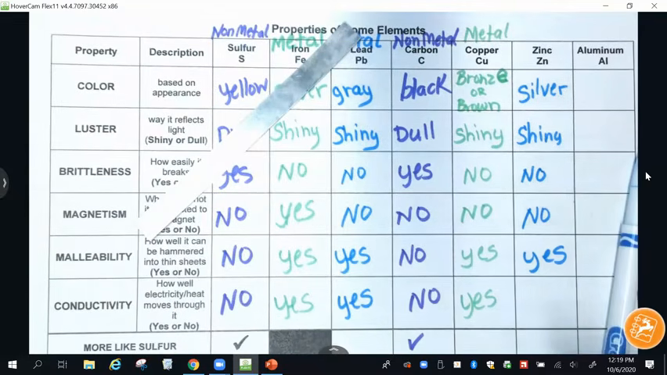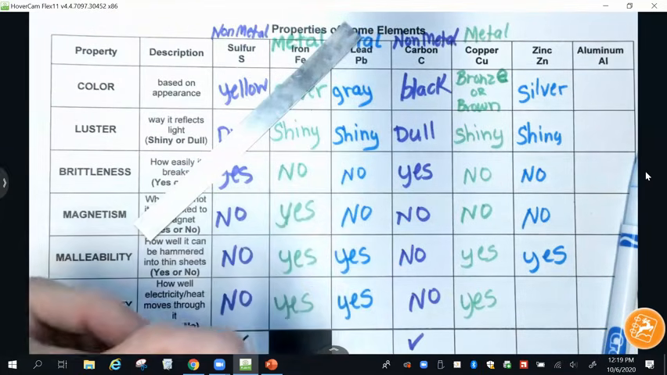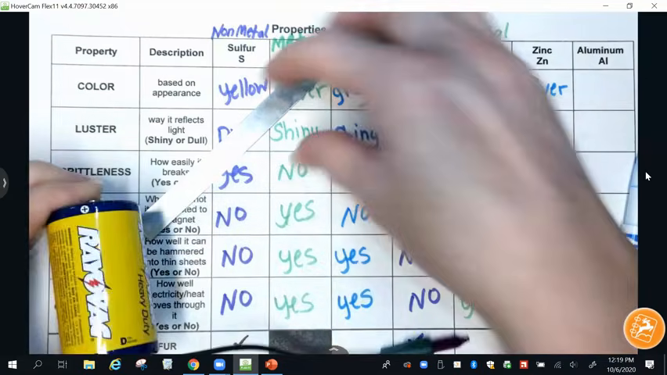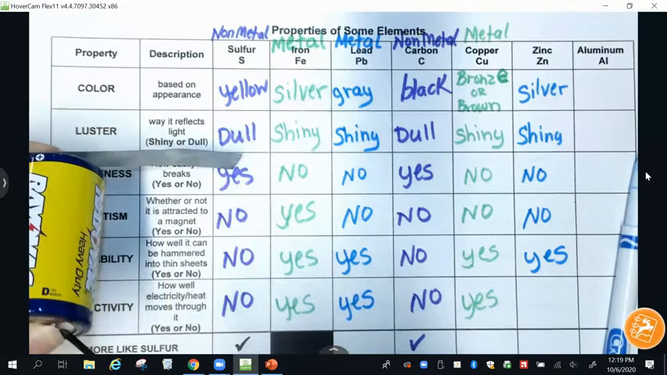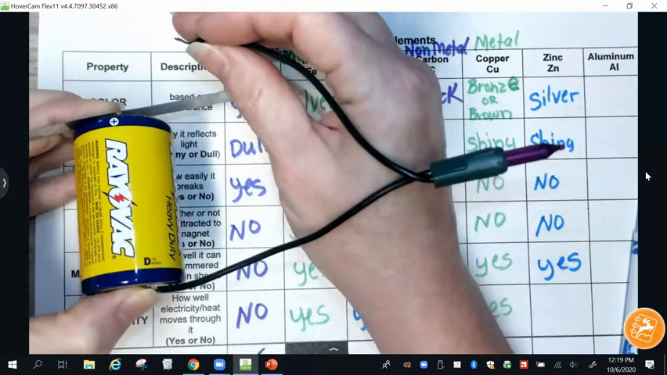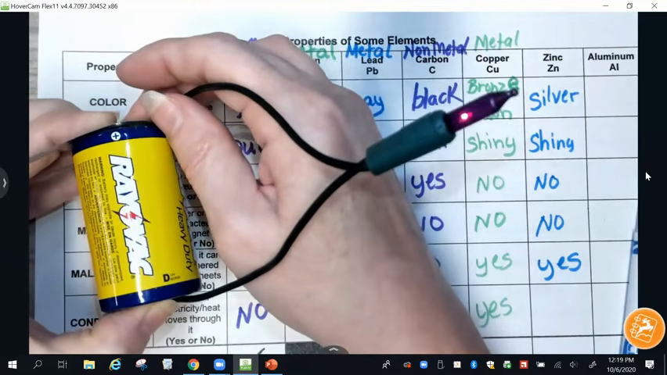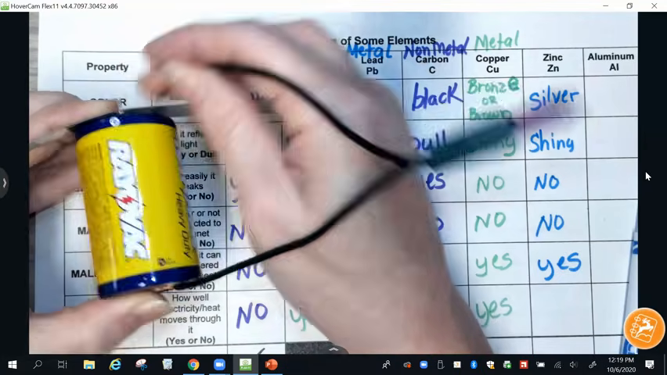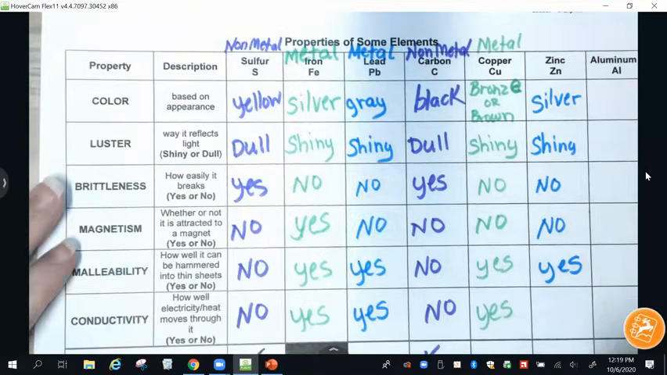Conductivity, again, we check it with the battery. Please stop making noises. We're going to check it with the battery and let's see what we got. Can you see the light? Here we go. It's a yes. You see the little light? It did light up right there. So it is conductive. We're going to write down yes.